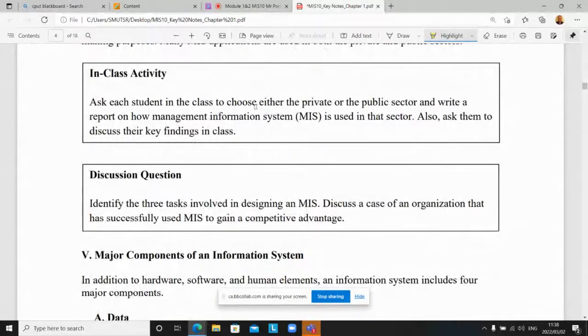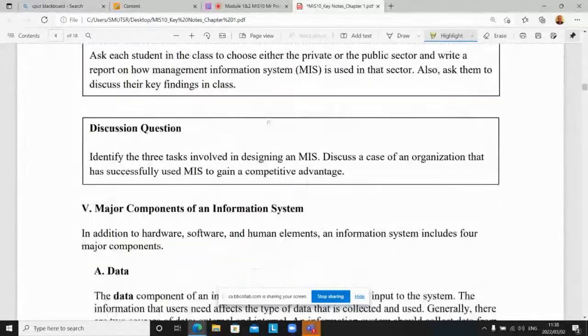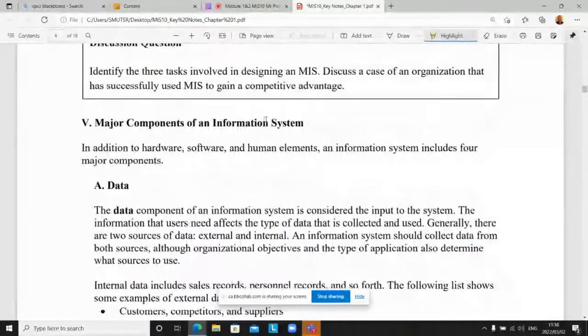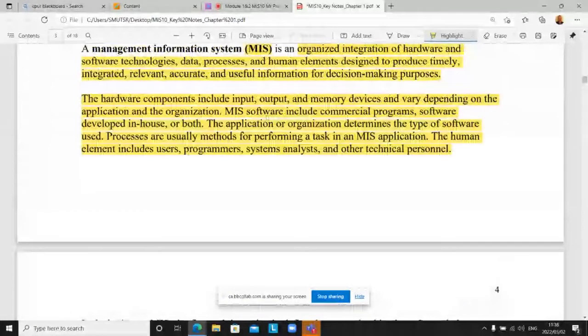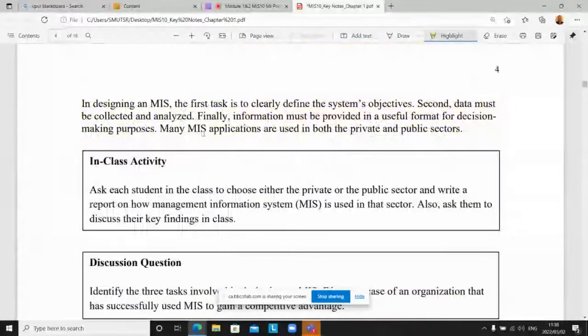Choose either public or private sector and write a report on an MIS. No, you just need to know what an MIS is and give me an example. Discussion questions. Discuss the 3 tasks involved in designing an MIS. We might ask you that. If I go back to my things here, where are they talking about designing?